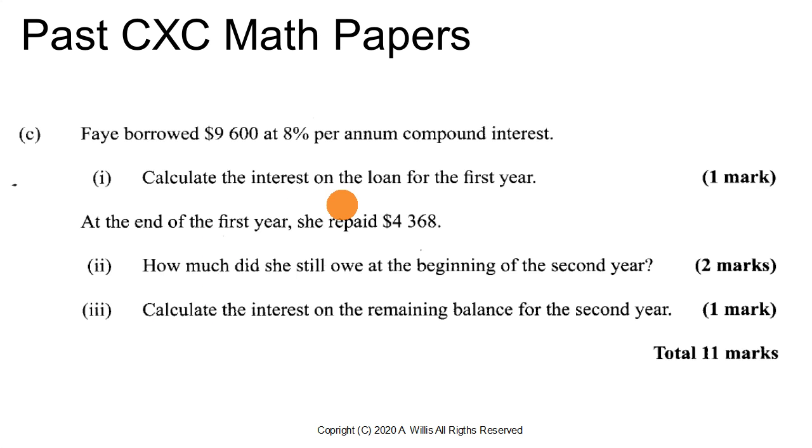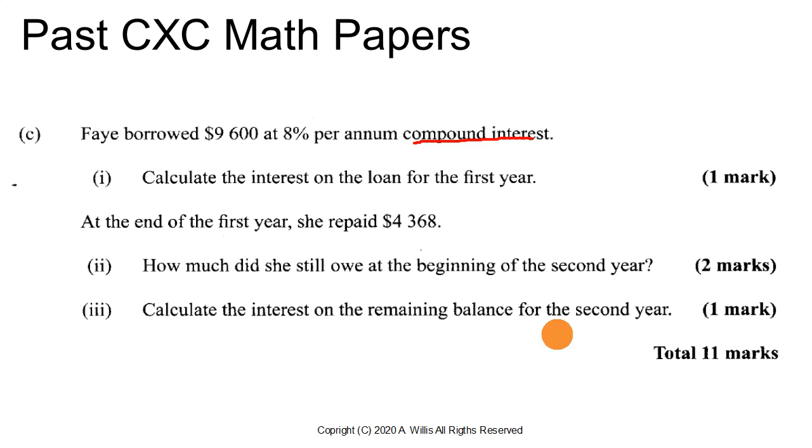And this is the third part of the question. Faye borrowed $9,600 at 8% per annum, compound interest. Know that compound interest. Now this question tested your knowledge and use of compound interest. If you can recall the formula for compound interest, you can apply it there. Pause the video and do that.